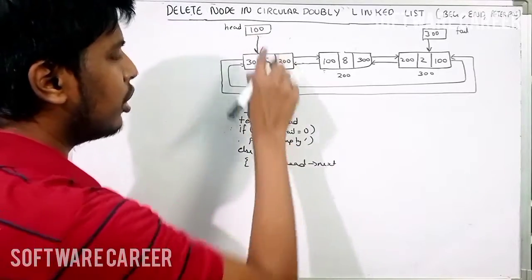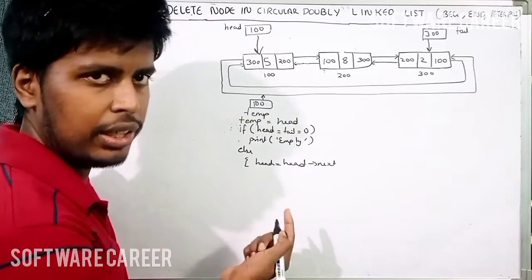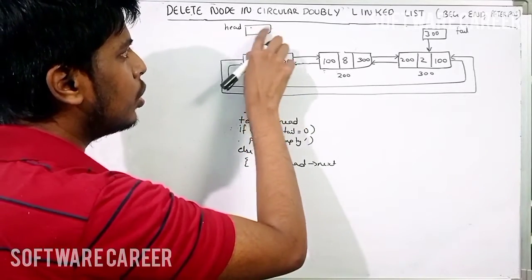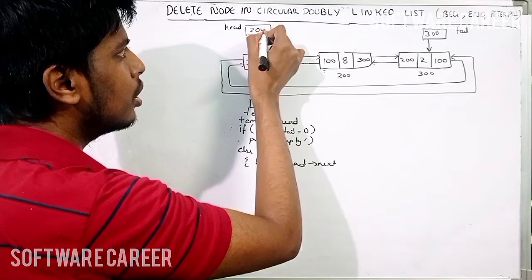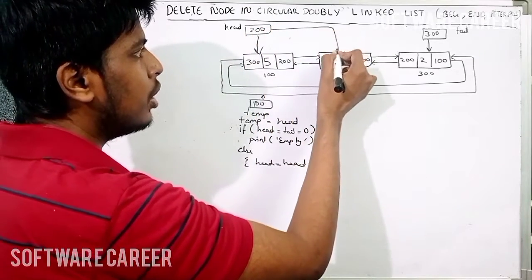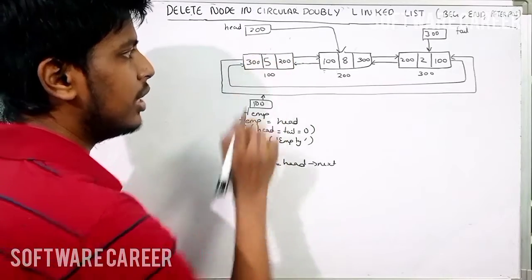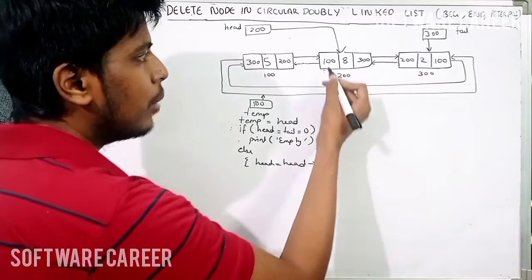Now head is this pointer. In this pointer I am updating the value of head next. Head is 100, 100 next is 200. So I am writing here 200. Now this pointer is pointing to the second node. Now this link got cancelled.